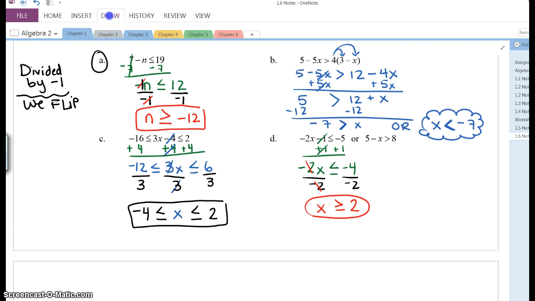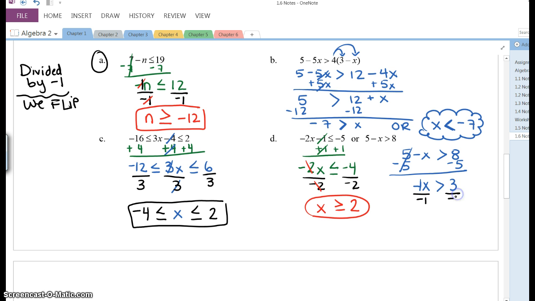Now, we have one more. Please don't forget about the second part of this problem. We're going to go ahead. I'm going to rewrite it here just so that I have more space. We're going to subtract 5 first. 5 minus 5 is 0. We're left with -x is greater than 3. -x means that this is really a -1x, so we're going to have to divide by -1.